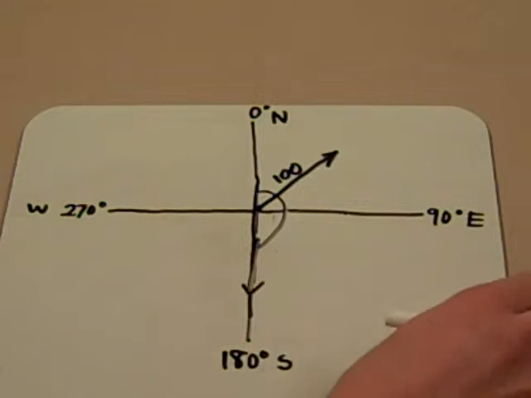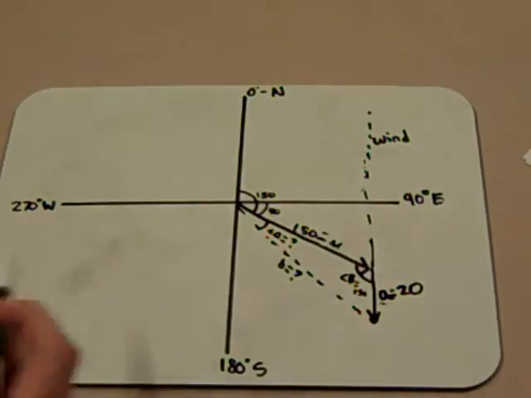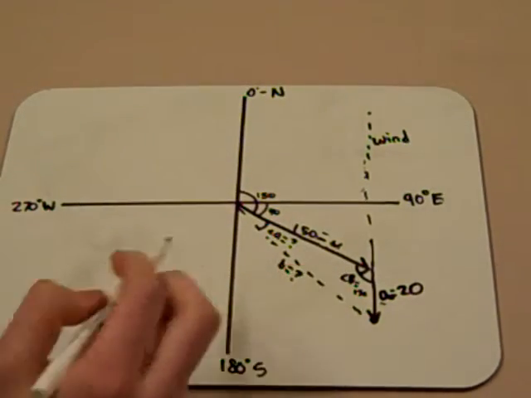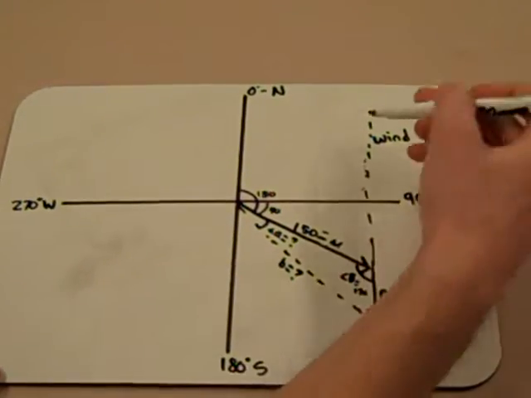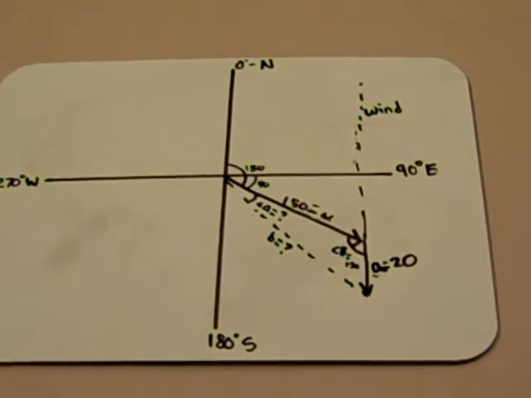Now let's have an example with wind. A plane is heading at 150 degrees with a speed of 150 miles per hour. There is a wind coming from the north with a speed of 20 miles an hour. Find the course of the plane.